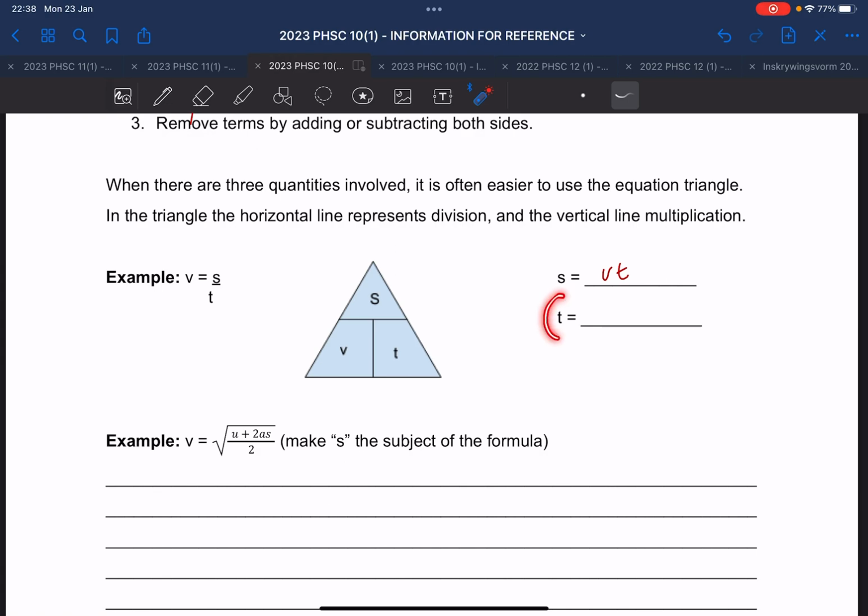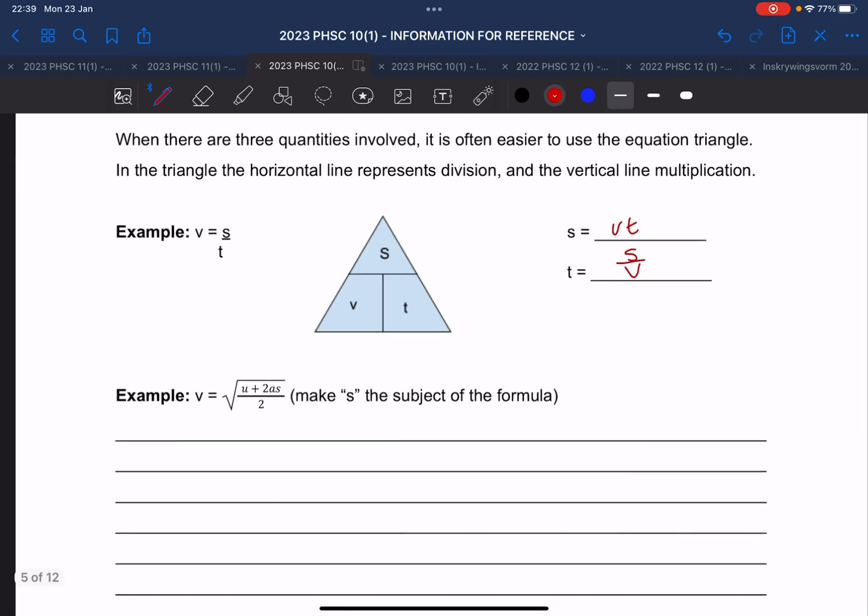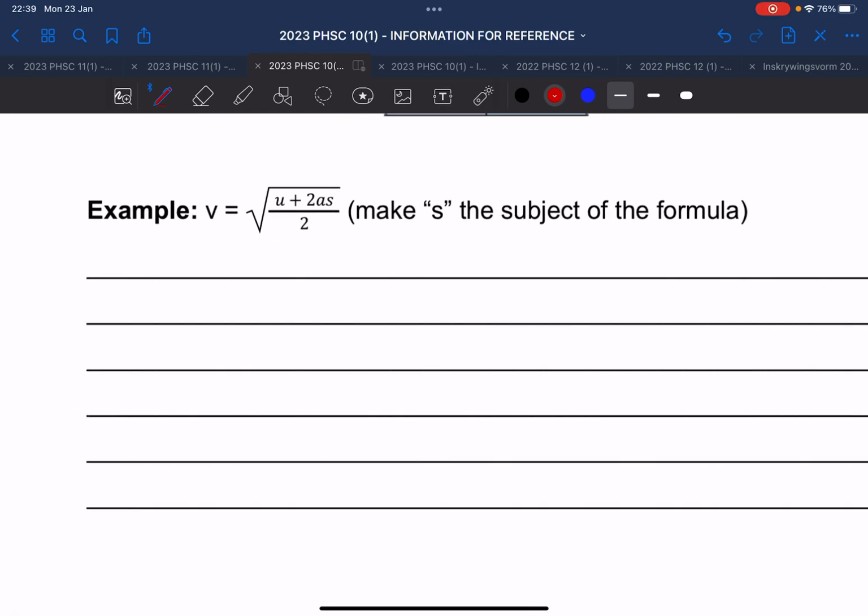Same if you want to make T the subject of the formula. T is below the fraction. We want to get it to the top. Multiply it on both sides. But then you have T times V. You need to get rid of V. So you have to divide by V. So T is S over V. Alright, that's a bit easy. Let's go to a more difficult one. So this is still just practicing.